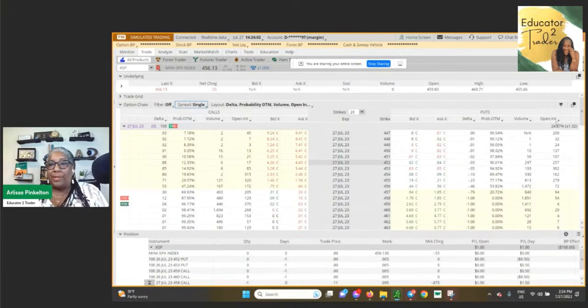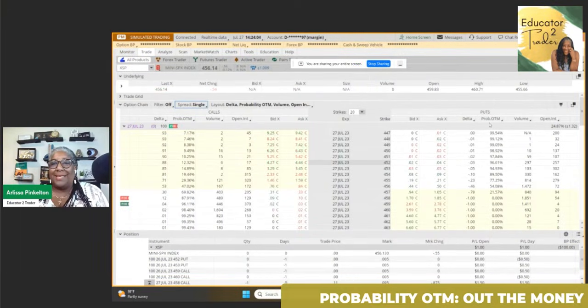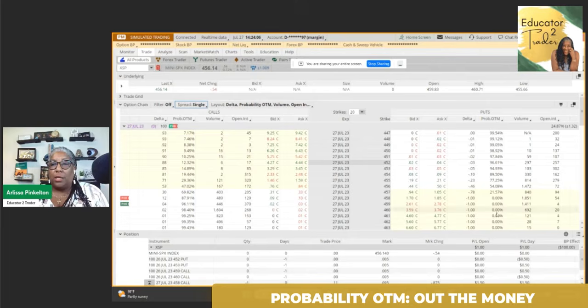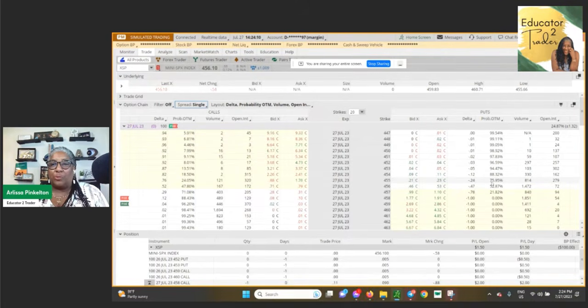So let's look at probability OTM, probability out of the money. On the put side, it looks like 455 is at 76%. Remember, price has been going down a good bit of the day, so you might want to get a little more cushion. It looks like it kind of hit a support area, but I'd like to be at least 75%. So 454 is what I see as 86% out of the money.